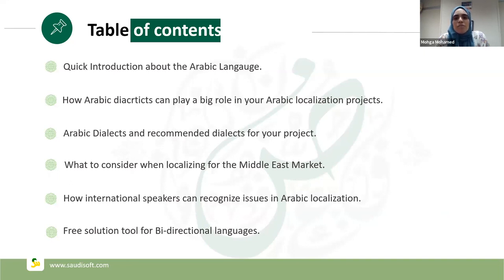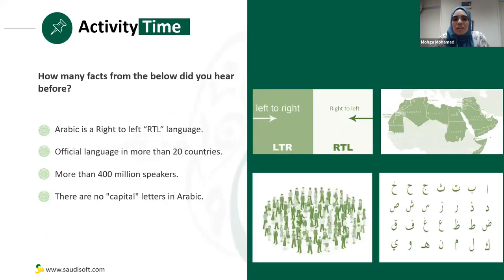We will discuss some key factors that you should know when you consider localizing to the Middle Eastern market and the importance of understanding the Arabic culture. We will look into common critical bi-directional language issues and common mistakes we have seen in the industry, and we will give you some tips and tricks on how you can recognize those mistakes without being an Arabic speaker. And last but not least, you will learn more about a free solution tool that can identify quality issues found in bi-directional languages. So we will try to make this webinar as engaging as possible. So let's start with a quick activity.